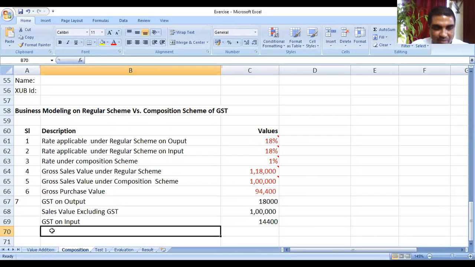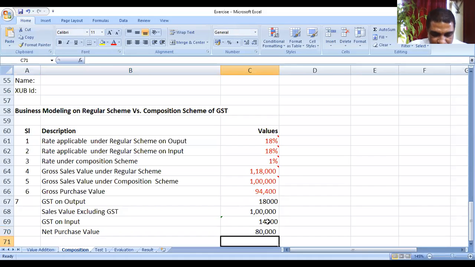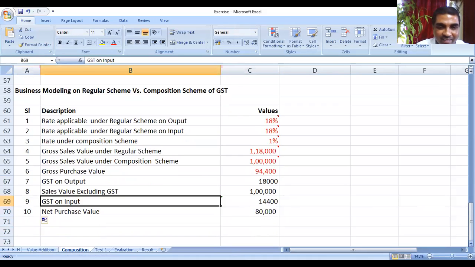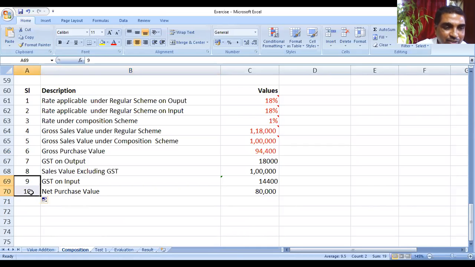Okay. It's a net purchase value. Net purchase value is how much? Equal to 94,400 minus 14,400. 80,000 is the purchase value. Okay. Up to this, is it clear? Now you see how much is GST payable. Input GST you have computed, output GST we have computed. Next thing we will be calculating what is the GST payable under regular scheme and what is the GST payable under composition scheme.